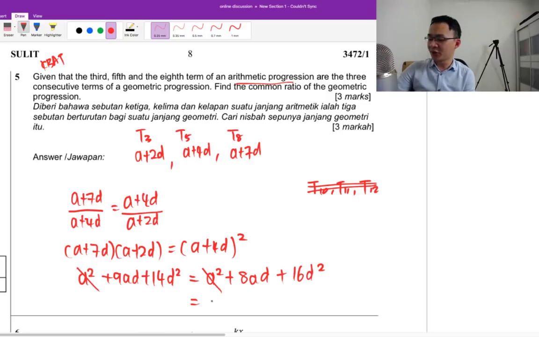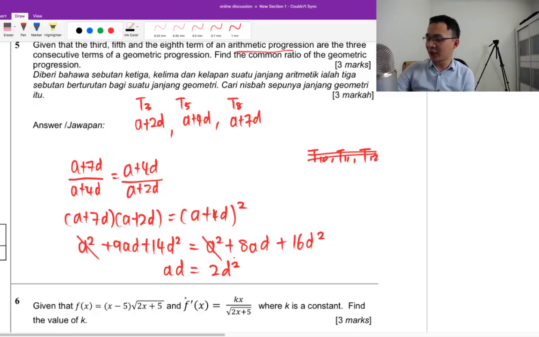16D square minus 14D square, I got 2D square. And then 8AD move to the other side, I will get 1AD. Right, and then I will further simplify this one. I divide D for both sides. Then I will get A actually equals to 2D.